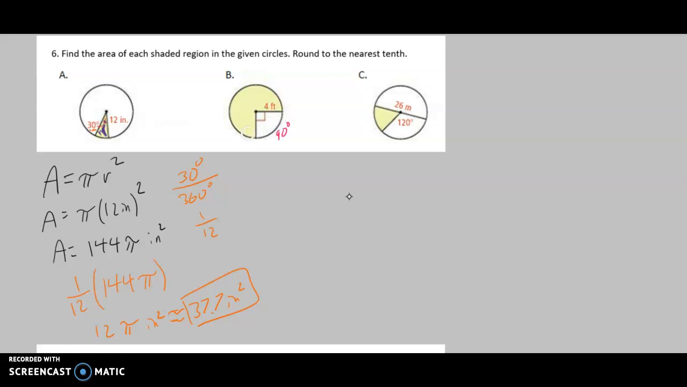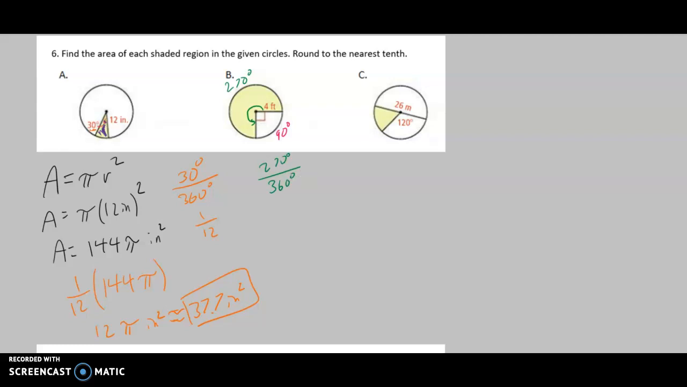And that means that if all of these have to add up to 360, the rest of this circle, the rest of the shaded region, should be 270 degrees. So in other words, the measure of this arc from here all the way around to here would be 270 degrees. So we're essentially looking at 270 degrees out of the total 360 degrees that are possible in this whole circle.